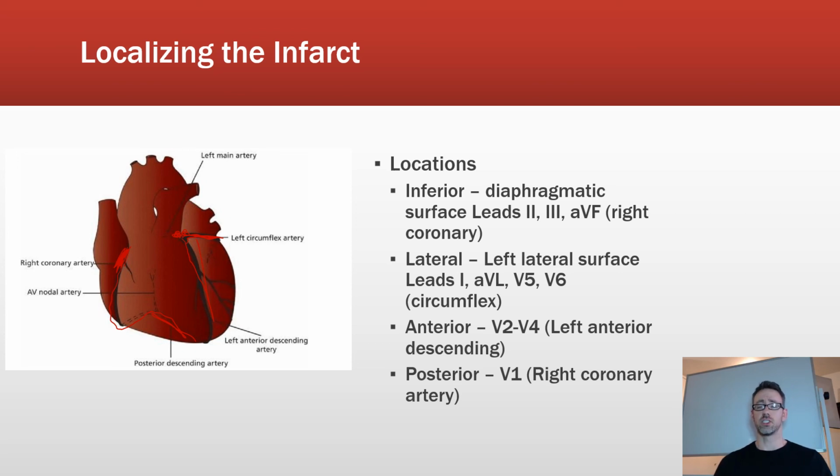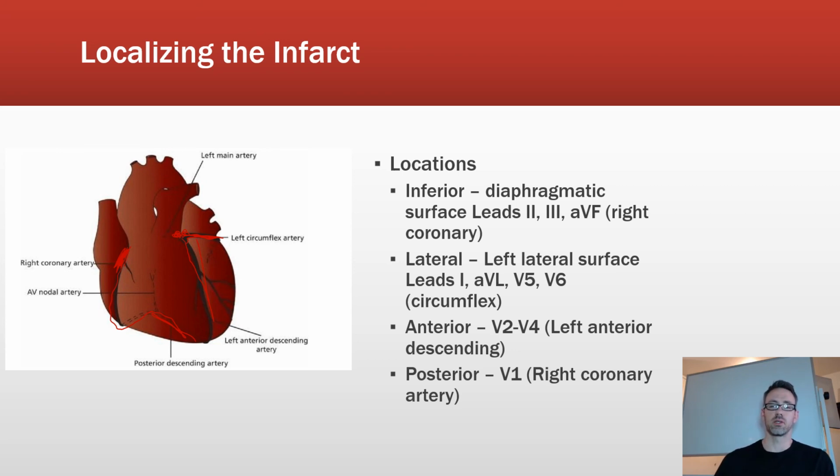So on an ECG, what that correlates with is where the leads are in association with it. For example, leads 2, 3, and AVF, which are our inferior leads, look at the diaphragmatic surface, and that's really associated with the right coronary artery, which feeds the right ventricle and part of the septum, the posterior third of the interventricular septum.